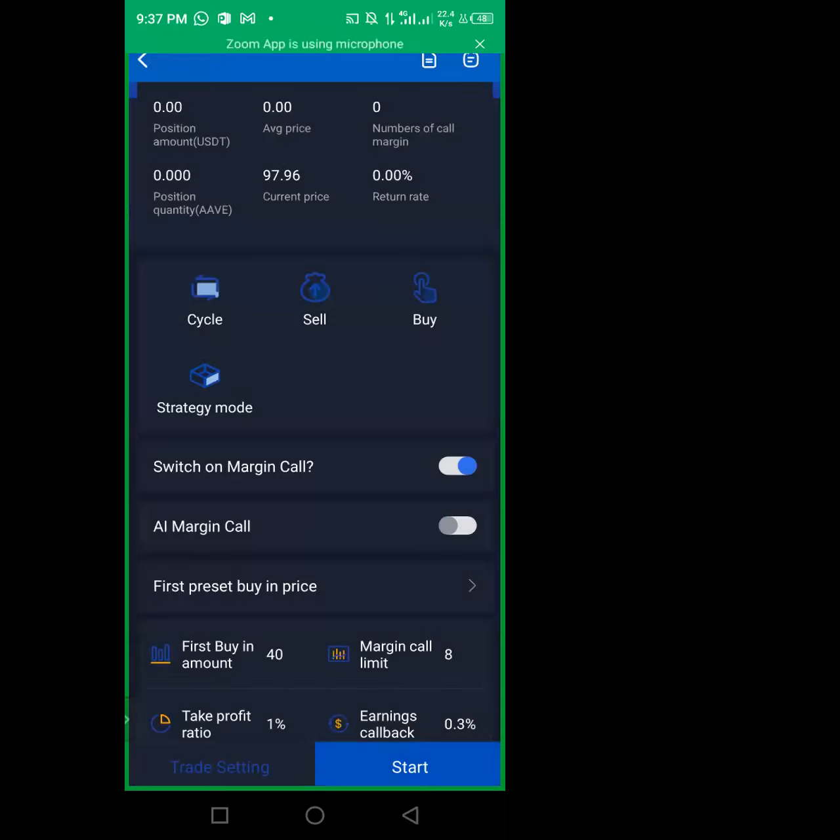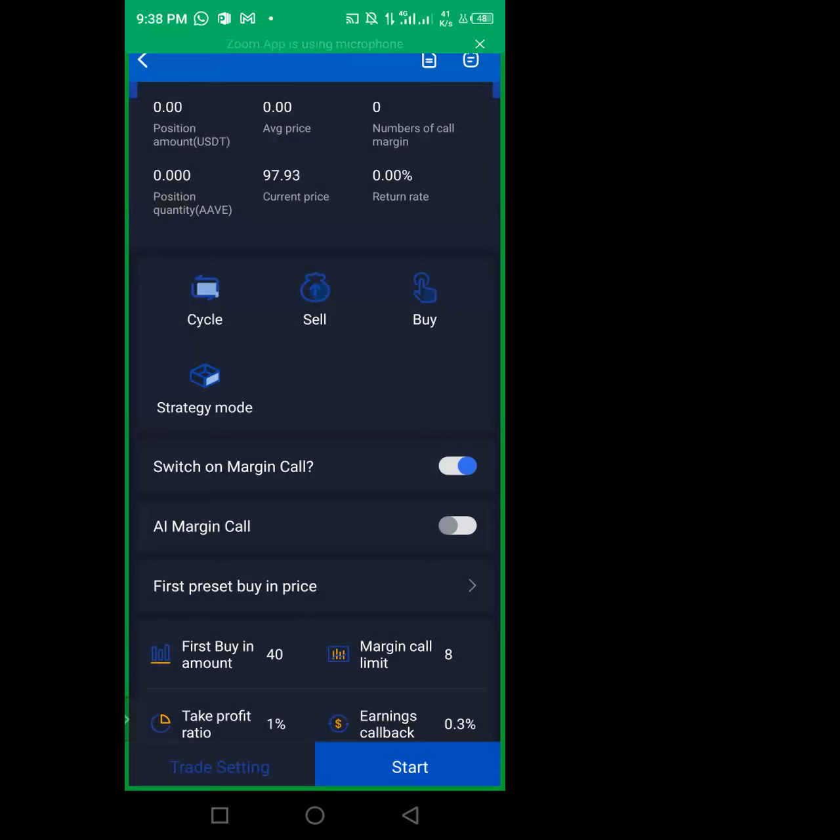So what about the AI margin calls? If you have enough margin calls, maybe you have set up like 5, 6, 7 margin calls, you don't need the AI margin call function. This function is for those that maybe want to trade with only one margin call because they don't have more capital for it. So they just want to trade.